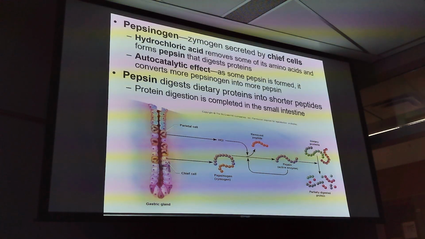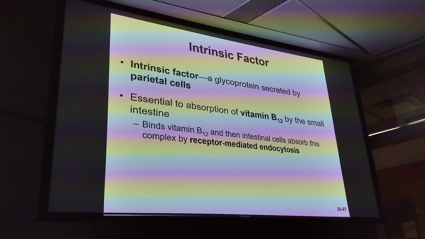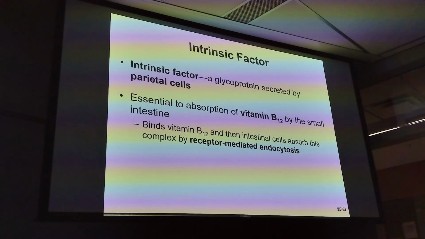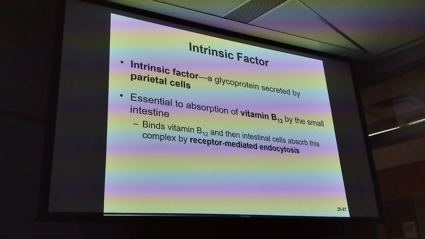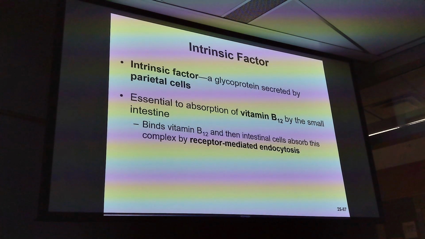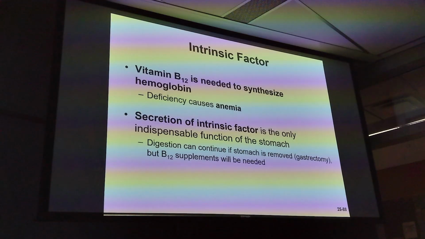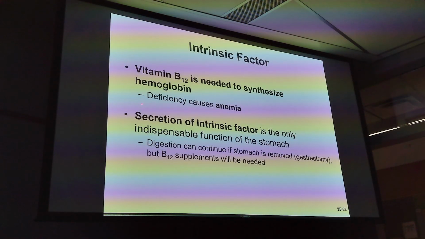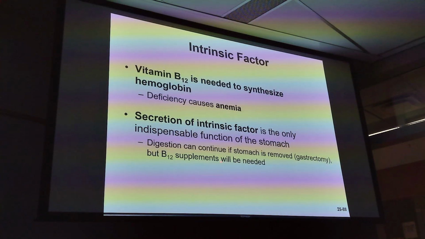Okay. All right. So again, the intrinsic factor. This is a glycoprotein secreted by the parietal cells. It's essential in absorption of the vitamin B12 by the small intestine. If you don't have it, you don't make hemoglobin. Okay? Only irreplaceable function of the stomach. Okay? Vitamin B12 is needed to synthesize hemoglobin. If not, you're going to get anemia. Secretion of the intrinsic factor is the only indispensable function of the stomach. That makes a great quiz question.